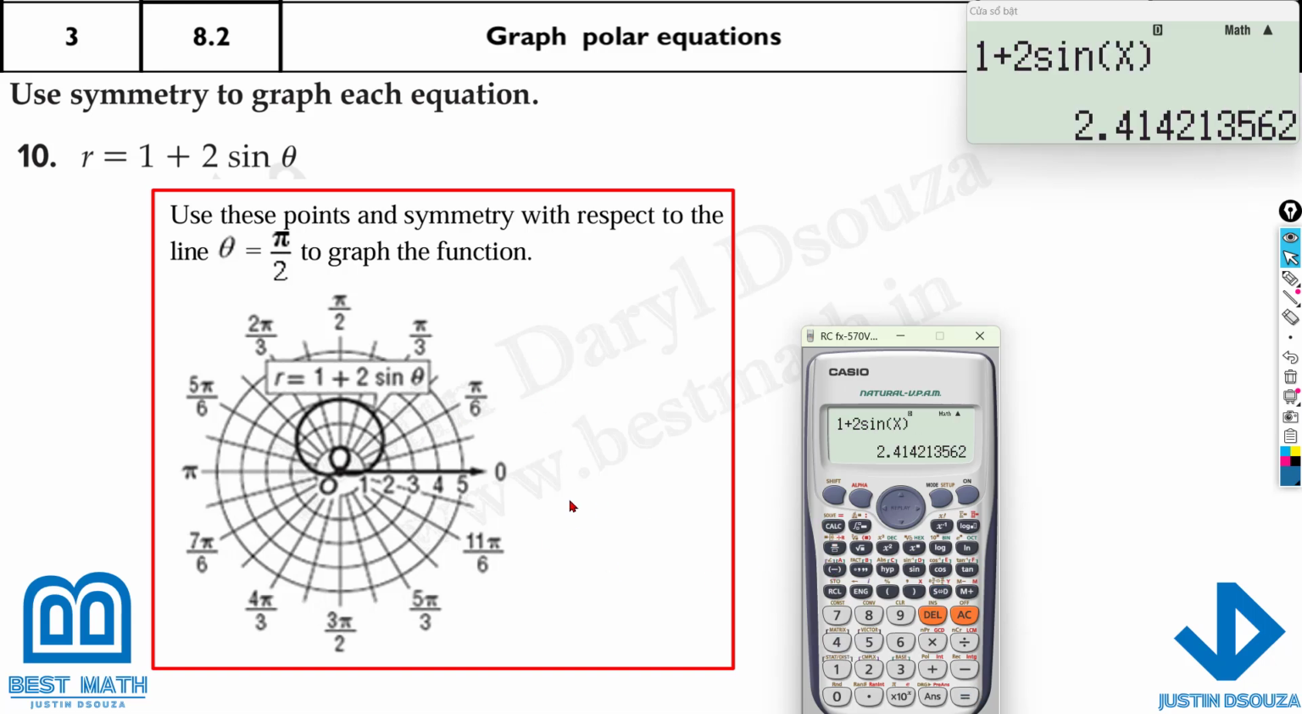45 degrees would be 2.41. Is it correct? 45 degrees is over here. 2.4. Yeah, it's just less than 2.5. So this is accurate enough. So this is how we can easily solve them.